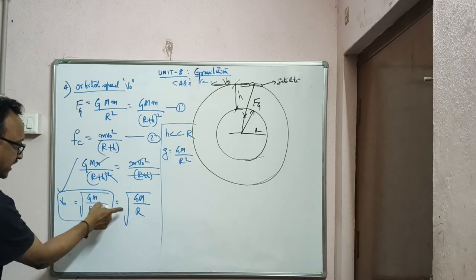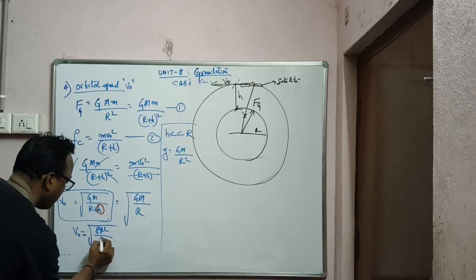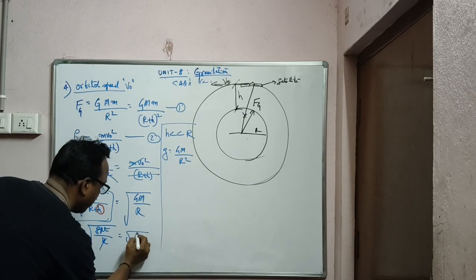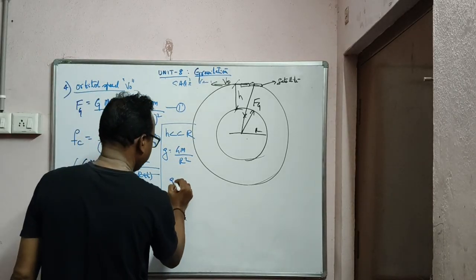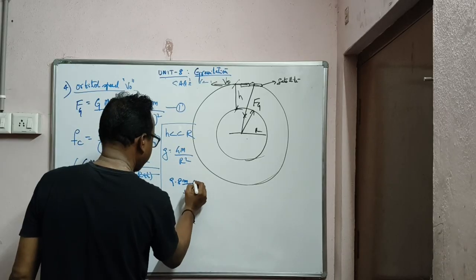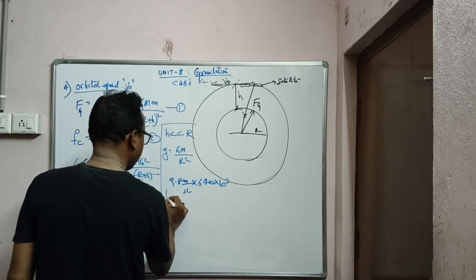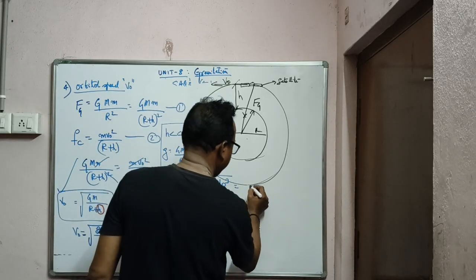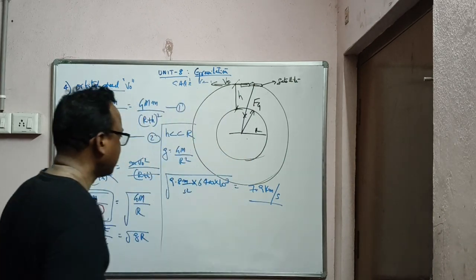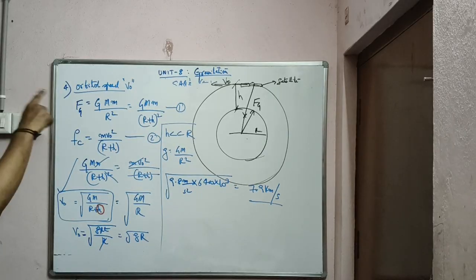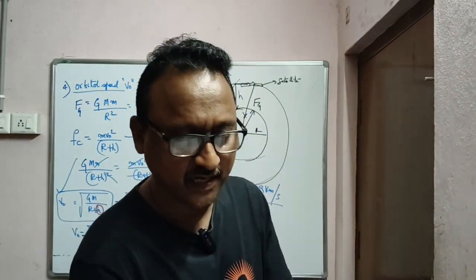This only you have to use at times. So v0 is root over GM, that is g r square by r, so that is equal to root g r. Now if you substitute the value 9.8 meter per second square into radius 6400 kilometers into 10 cube meters, and find the square root, you will get nearly 7.9 kilometer per second. So this is the orbital speed for the earth surface, satellite revolving around it. Clear? So that is the expression.